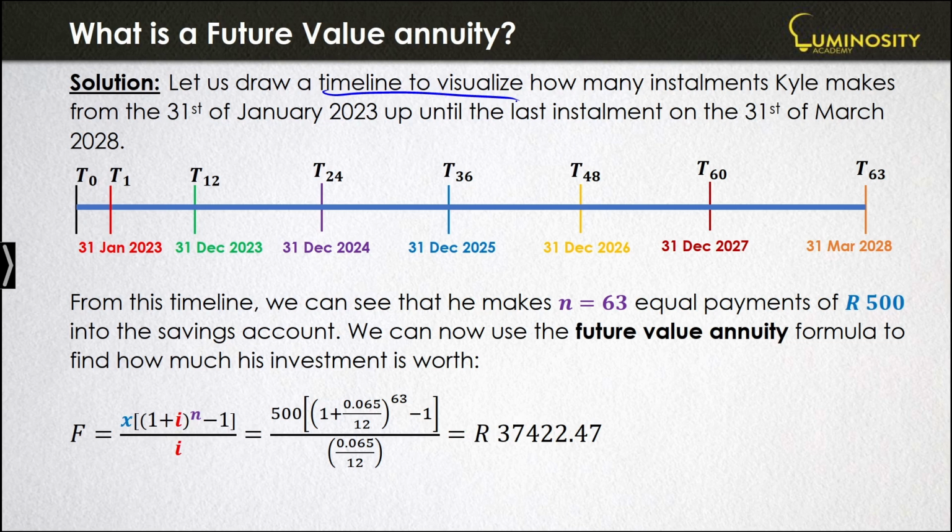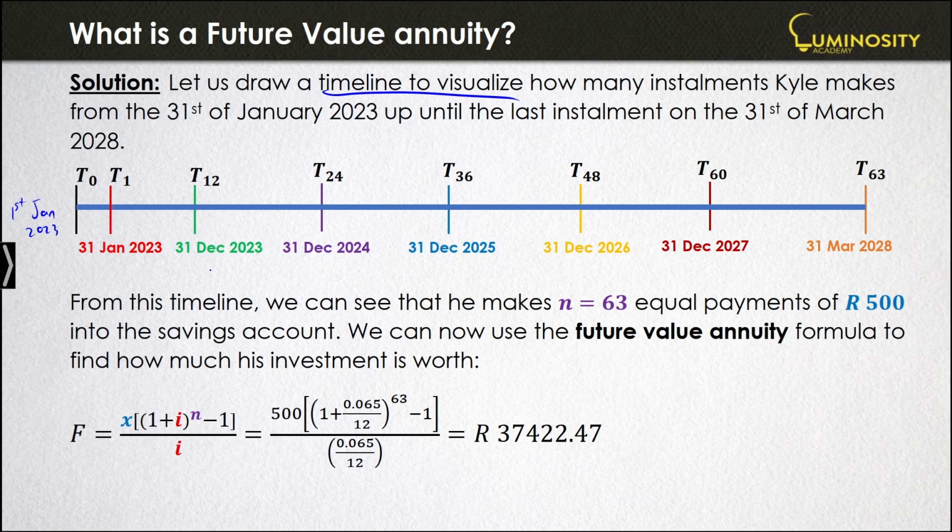Okay, so I start off with T0 and notice T1 here is going to be the end of the month for me. So essentially T0 would have been the 1st of Jan 2023 and the 31st of Jan 2023 would have been my T1. That's when Kyle makes his first deposit. And notice from T1 to T12, that is a full 12 months. So you get to the 31st of December 2023. That'll be the 12th payment on that date that Kyle will make a payment of 500 Rand.